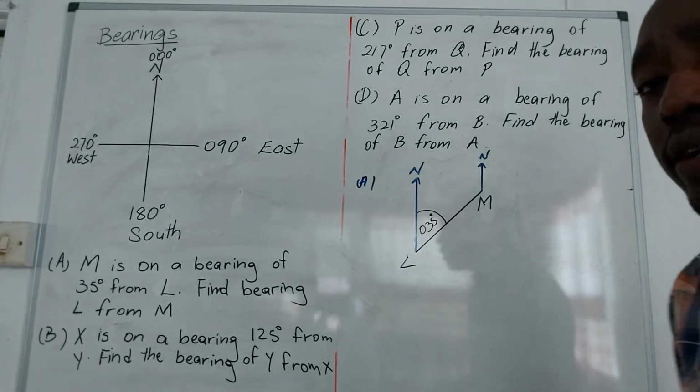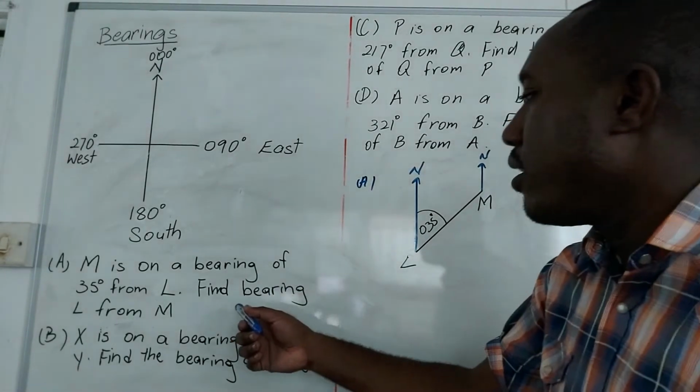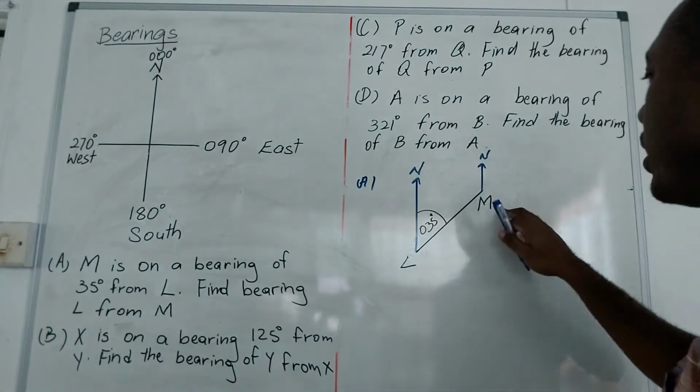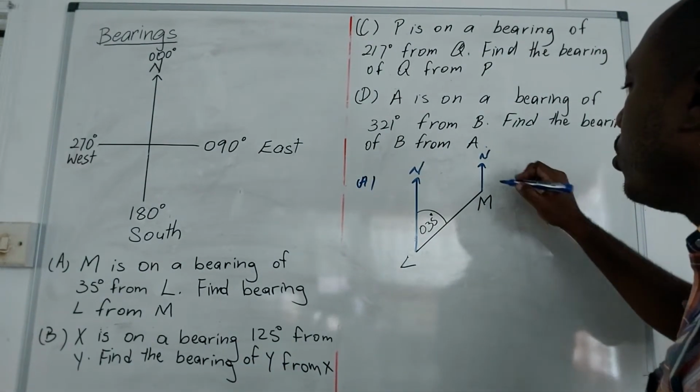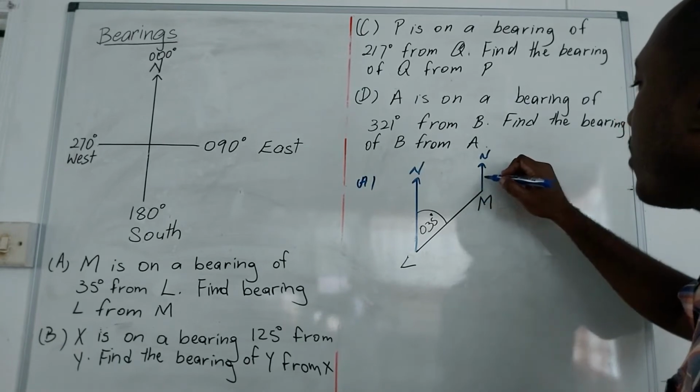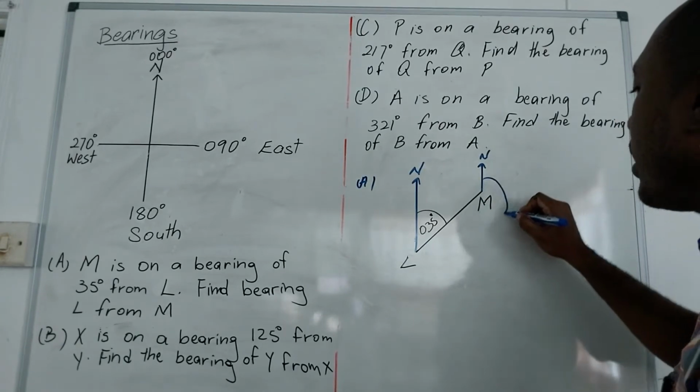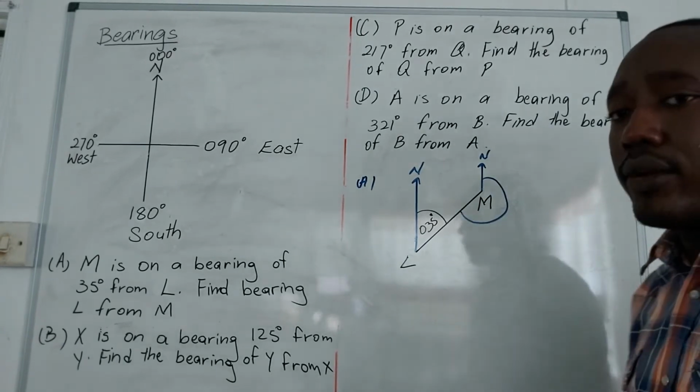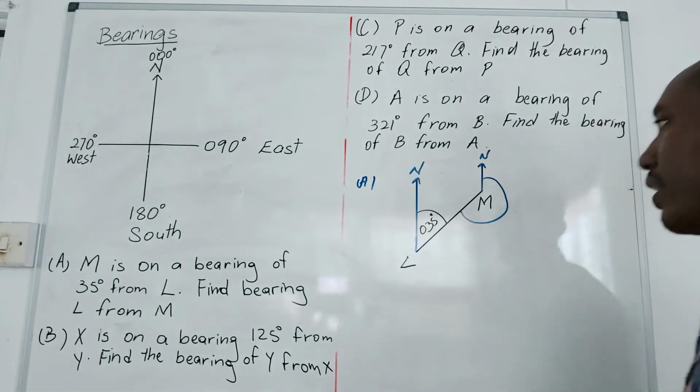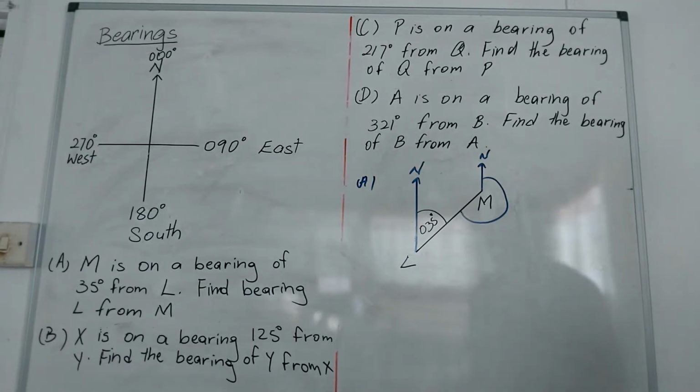So what we want to find out is the bearing of L from the point M. We're measuring this bearing from this point M around here. We want to know that angle there. How do we find that angle?